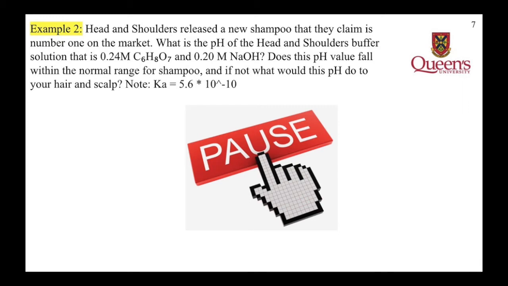The question reads, Head & Shoulders released a new shampoo that they claim is number 1 on the market. What is the pH of the Head & Shoulders buffer solution that is 0.24 moles per liter of C6H8O7 and 0.20 moles per liter of NaOH? Does this pH fall within the normal range for shampoo, and if not, what would this pH do to your hair and scalp? Note that the Ka value is 5.6 times 10 to the negative 10, and now please pause the video to try this question on your own.